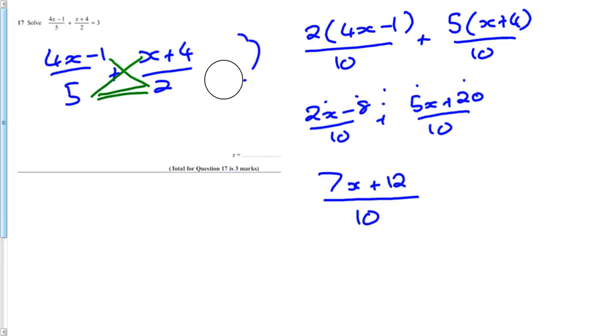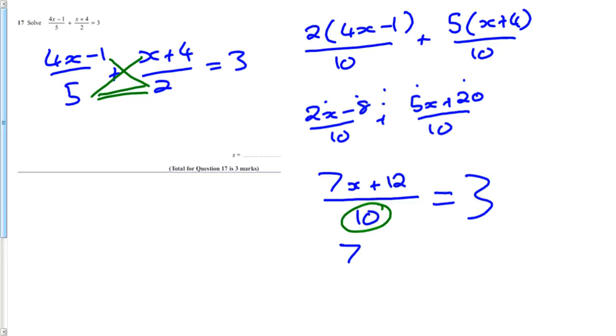However, I told us to forget about the equals 3 on this side because we haven't done anything with it yet. So what we do is we now bring that back in. Once we've simplified the algebraic fractions, we bring that back in. So we've got 7x plus 12 divided by 10 equals 3. And now this turns into a slightly easier algebraic question. So what we want to do is we want to get rid of this 10. Because it's divided by 10, we do the opposite. So we get 7x plus 12 equals 30.